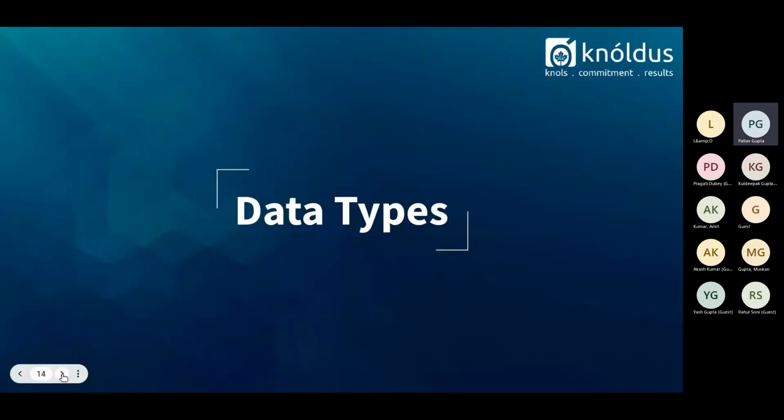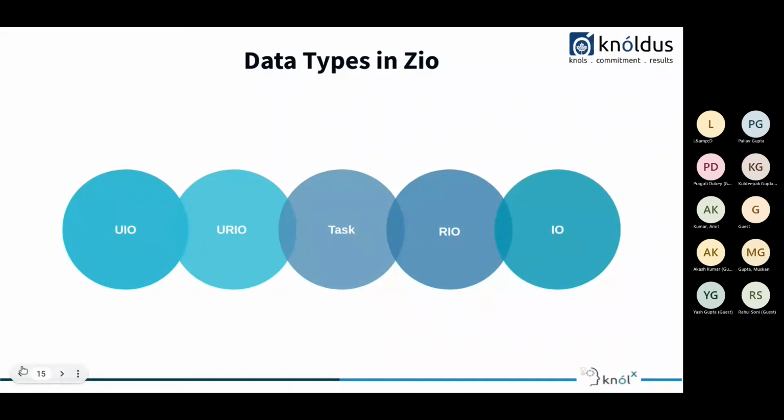Let's move forward with data types. So here are 5 data types of ZIO, which are none other than the type aliases of the ZIO data type itself. There are namely UIO, URIO, Task, RIO, and IO. All of these data types are derived from the ZIO data type.